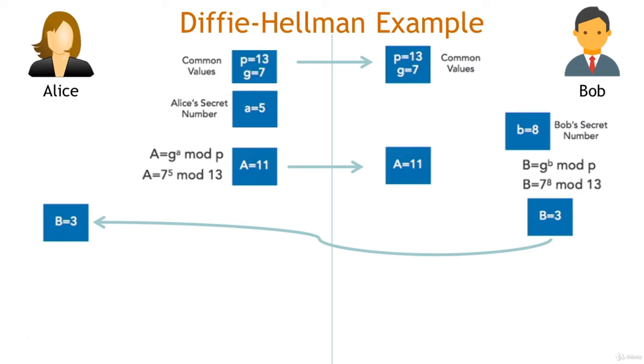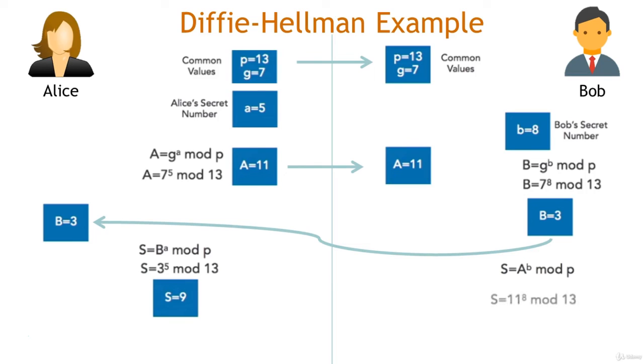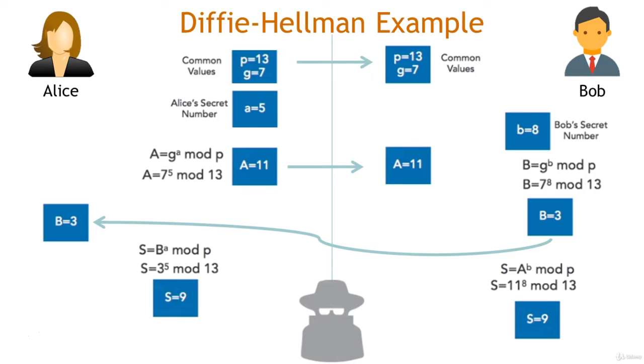Alice then computes the shared secret S using the formula S equals uppercase B to the lowercase a power modulo P. This works out to 3 to the 5th power modulo 13, which is 9. Bob can then compute the same shared secret key using a different formula. S equals uppercase A to the lowercase b modulo P. That works to 11 to the 8th power modulo 13, which is 9. And now Alice and Bob both have the same shared secret value of 9, which they can use as a symmetric encryption key. If a malicious person watched the entire communication between Alice and Bob, he wouldn't have enough information to reconstruct that key.